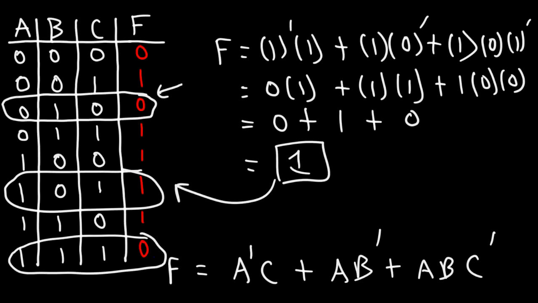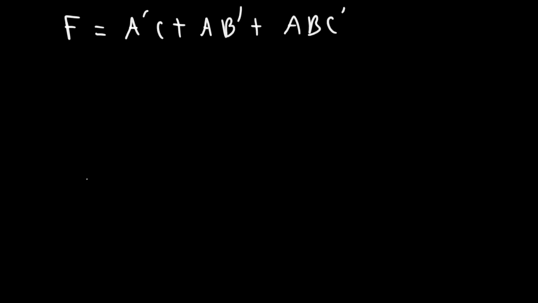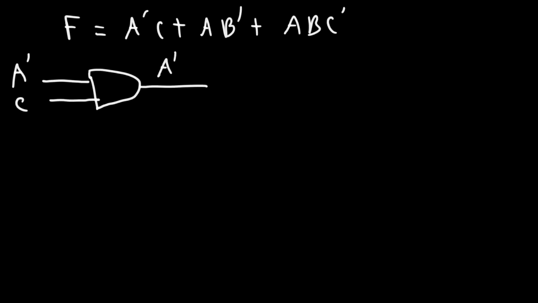So now you know how to write a function using the K-map. But now let's turn this function into a circuit diagram. Let's draw the logic circuit that corresponds to this function. So let's start with the first term that we have. So we need an AND gate. So it's going to be A prime C, and the output will be A prime C.